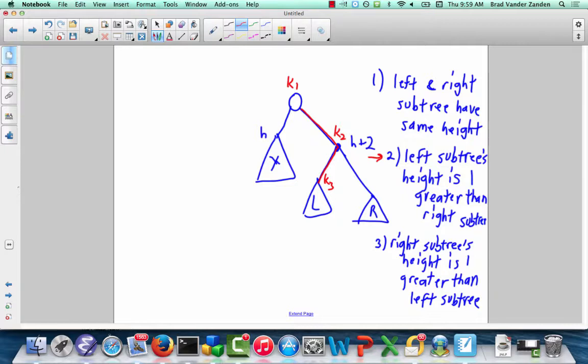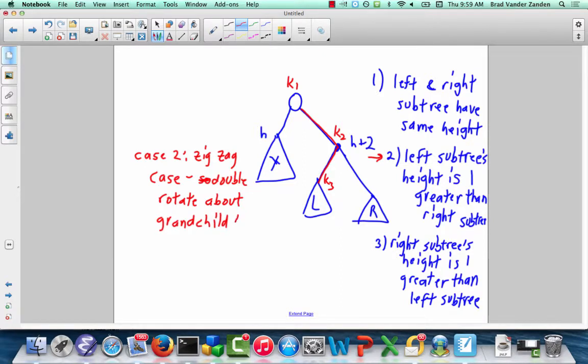Okay, questions about that? In fact, I'll write it here. Case 2 is the zigzag case. Double rotate about grandchild of imbalanced node. So here that is K3.